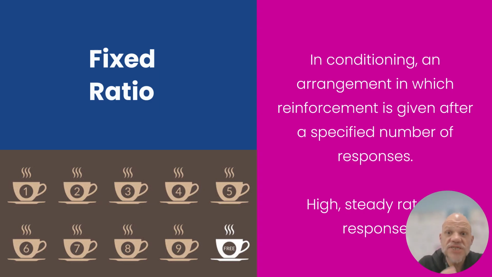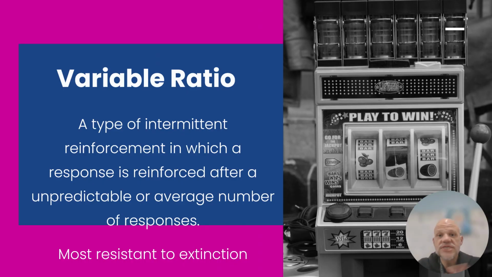You see a fixed ratio in kindergarten all the time with stars, right? 10 gold stars equals a treasure box, right? And you get a star for exhibiting behavior that the teacher desires. So that's an example. Variable ratio is different, right?